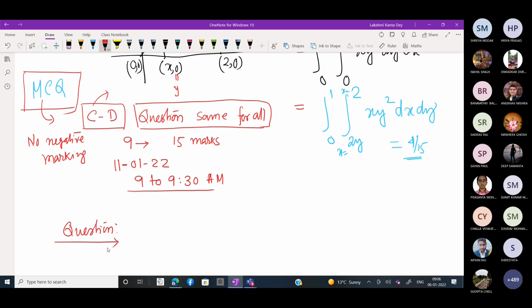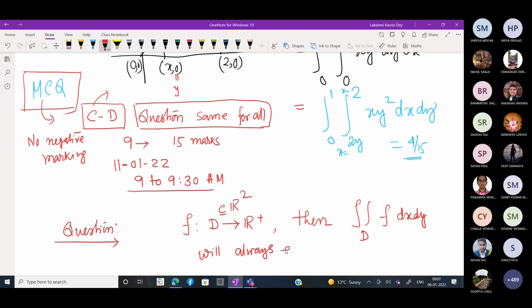Suppose I write that f is a function from D to R and D is a subset of R2. Then the integral of f over D, dx dy, will always exist. True or false?